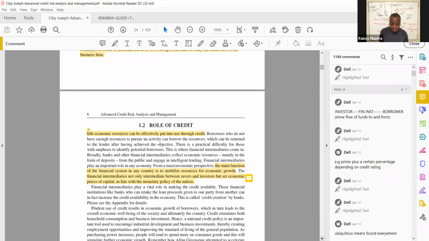Are there any questions from section 1.1 before we look at section 1.2? Any questions?